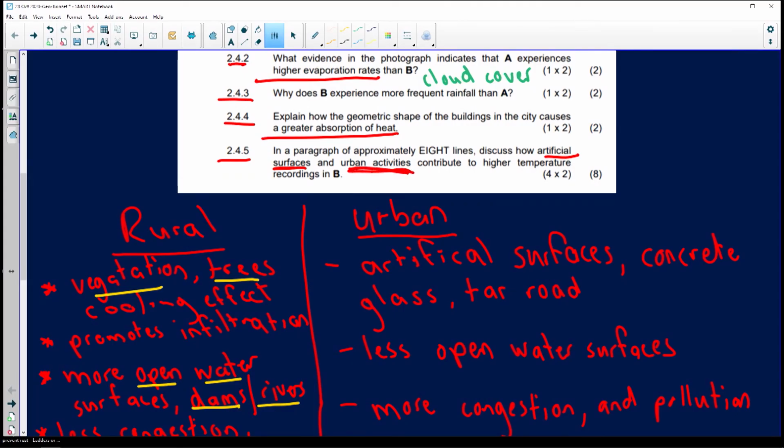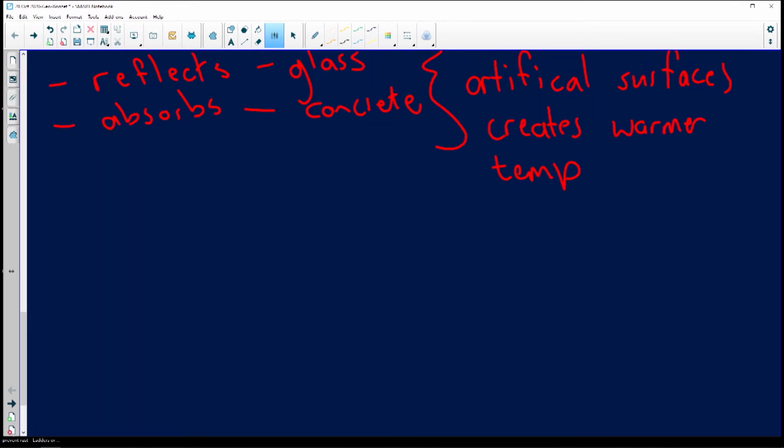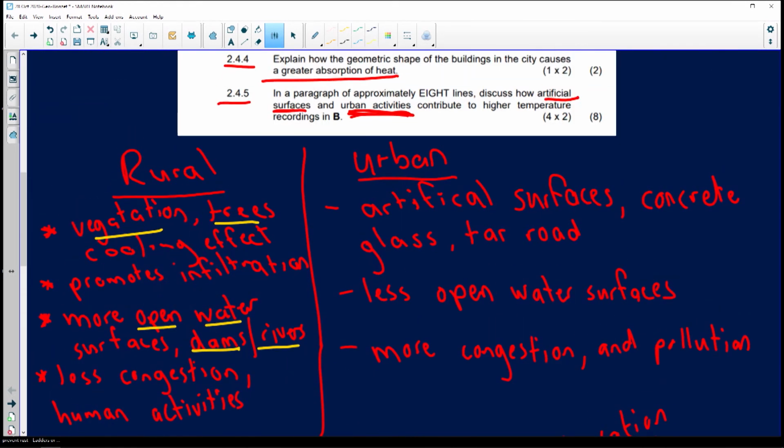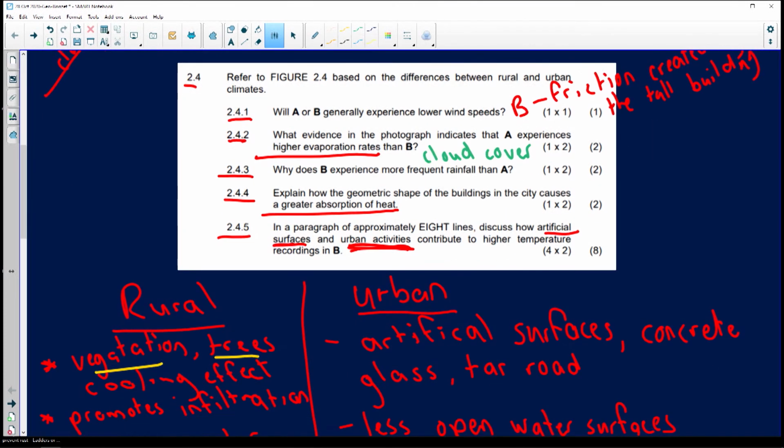Now, the second question that they've asked, the urban activities. Now, I will write them down. When we look at urban activities, in comparison, sorry, I just want to go back to our figure, diagrams. In A, there's one main activity taking place, mainly a primary activity. But if you look at B, there's secondary and tertiary activities. So I'm going to write them down.